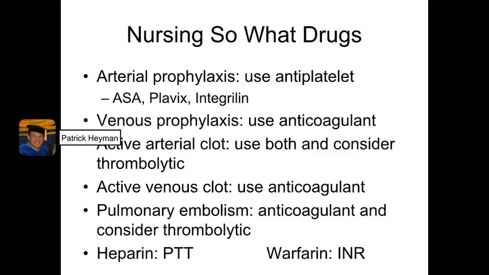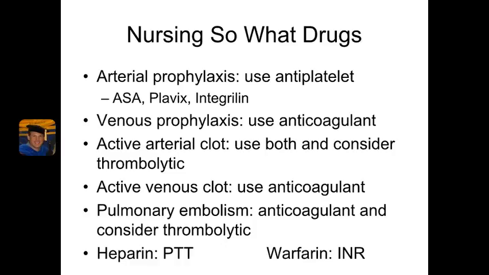When it comes to preventing arterial clots, you typically want to use an antiplatelet, such as aspirin, Plavix, or Integrilin. When you're preventing venous clots, such as DVTs or AFib, then you want to use an anticoagulant. If the patient is outpatient, you can use warfarin or Pradaxa or Xarelto. If they're inpatient, you might use heparin, a low molecular weight heparin, or if they've had a history of heparin-induced thrombocytopenia, then you might use fondaparinux, also known as Arixtra.